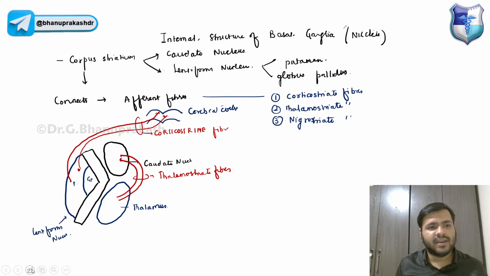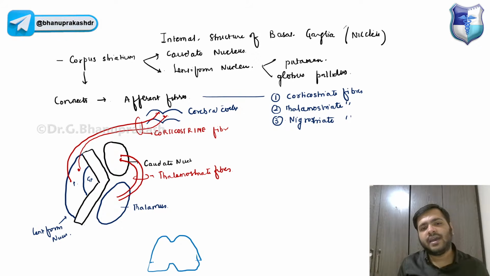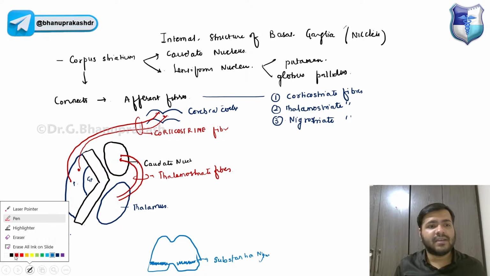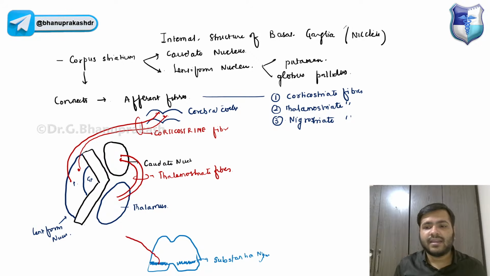Now you guys already know. Let us suppose that this is the cross section of the midbrain. I have already told you we have the crus cerebri over here, and over here we have this substantia nigra. We have already discussed this in the sections of the midbrain. Now, what will happen? The fibers will be coming directly from the substantia nigra and going to the putamen. These are called the nigrostriate fibers.